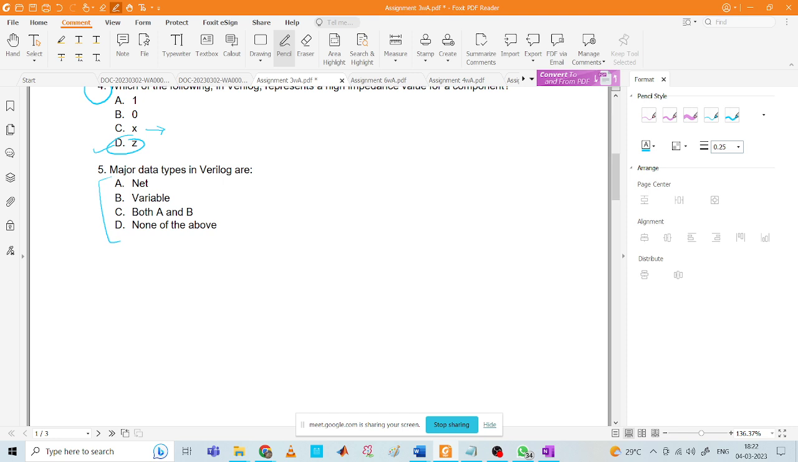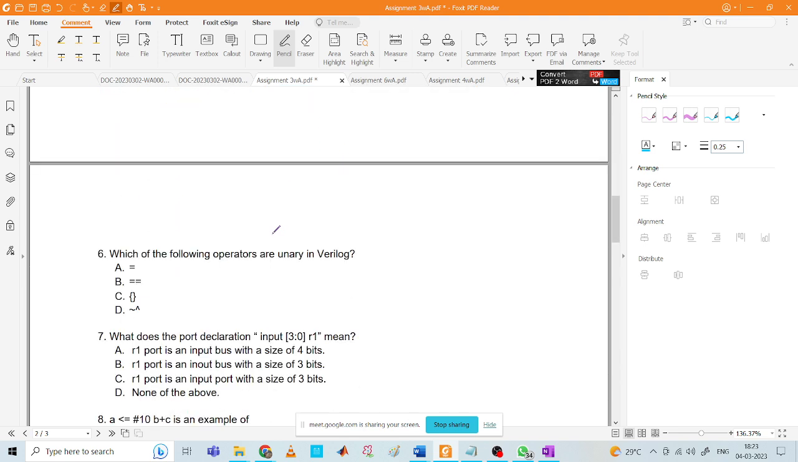Both A and B. Okay. But you see, in Verilog, there is nothing called net or variable, okay. So all these things are represented in terms of wire, reg, okay. So it is important to know this. There is nothing called net and variable in Verilog. Keep this thing in mind.